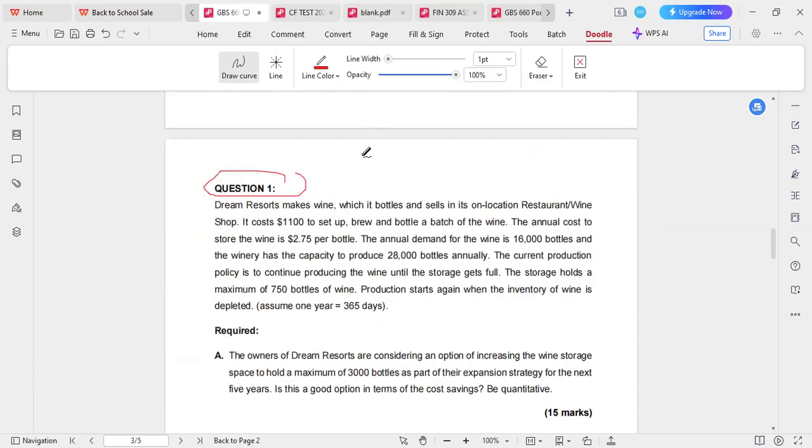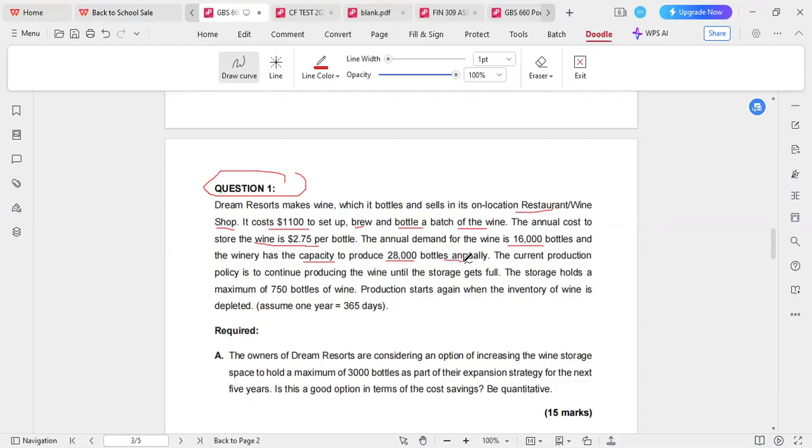So this inventory management question reads: Dream Resorts makes wine which it bottles and sells in its own location, that is restaurant and wine shop. It costs 1,100 to set up, which is to brew and bottle a batch of the wine. The annual cost to store the wine is 2.75 per bottle. The annual demand for the wine is 16,000 bottles, and the winery has a capacity to produce 28,000 bottles annually.